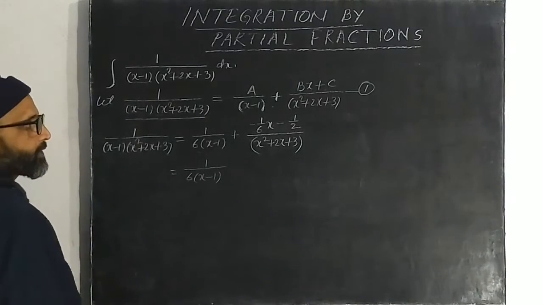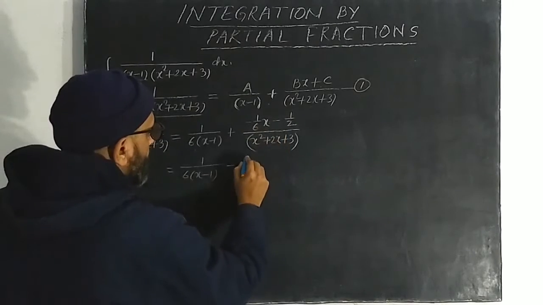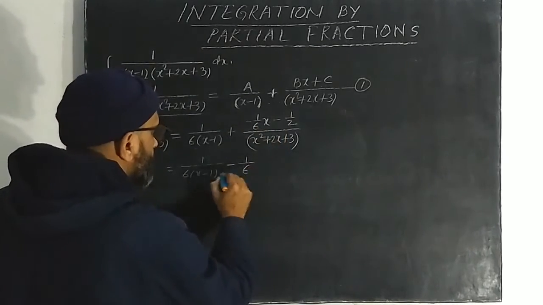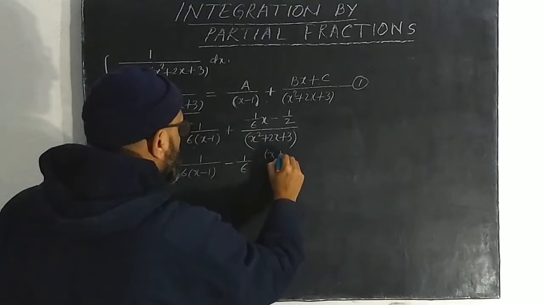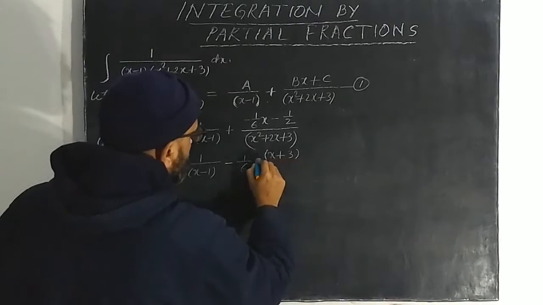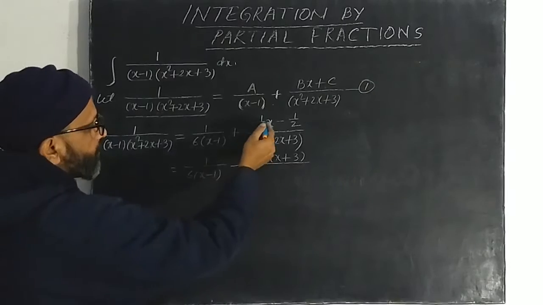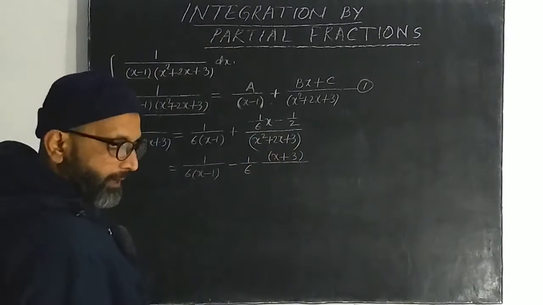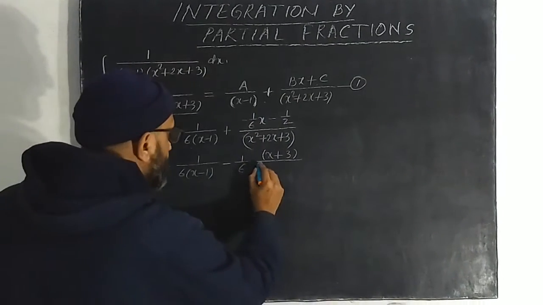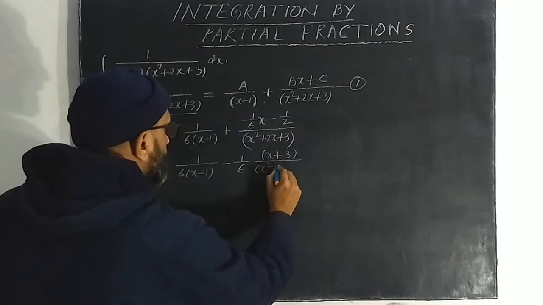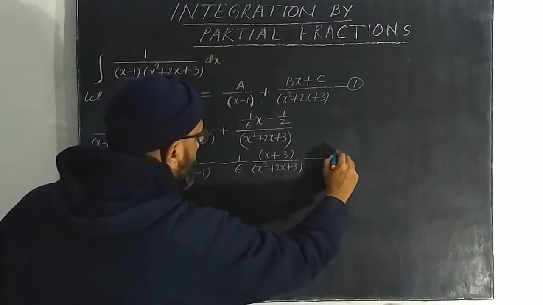1 upon 6(x minus 1) minus, now we take 1 upon 6 common out of it, we get here x plus 3. If we take minus 1 upon 6 out of it, we have to divide both the terms by minus 1 upon 6, so we get here 1 and here 3. And in the denominator we have the same, x square plus 2x plus 3. That's it. Let it be equation number 2.